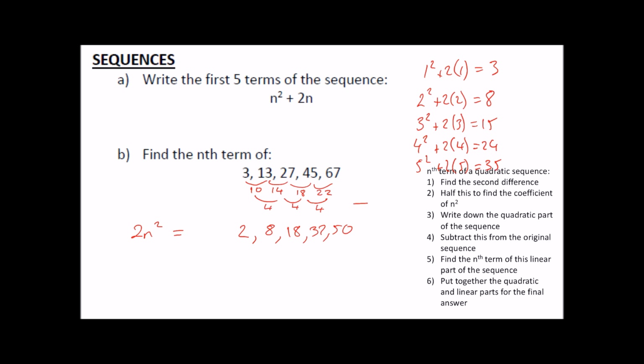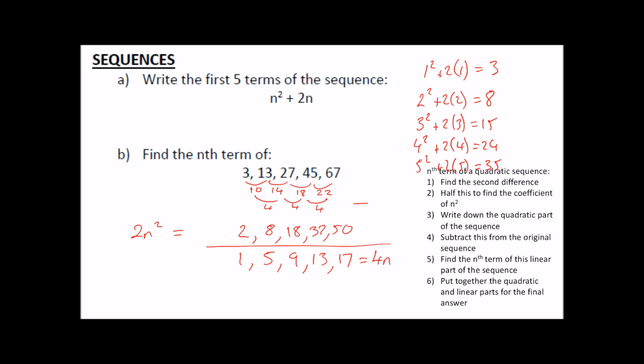If we subtract this from the original sequence, that will take out the quadratic part of the sequence. So we'll be left with just the linear part of the sequence. So I've done 3 take away 2 is 1, 13 take away 8 is 5, 27 take away 18 is 9, and so on. If we look at this sequence now, 1, 5, 9, 13, 17, it's going up in 4s, so it must be the 4 times tables, so 4n.